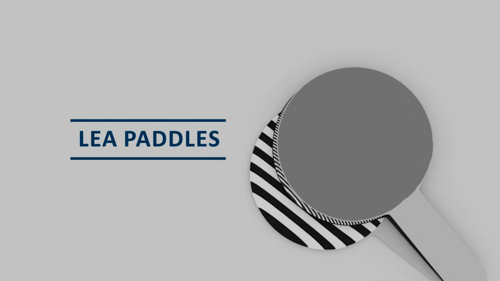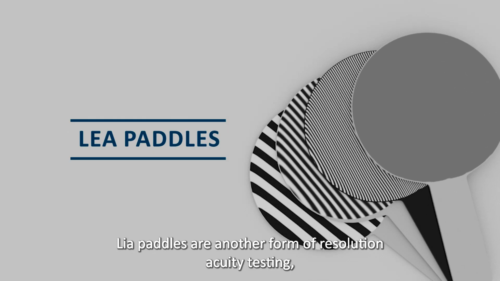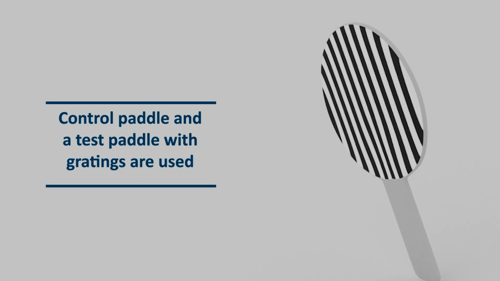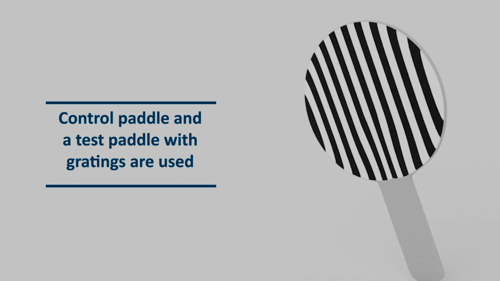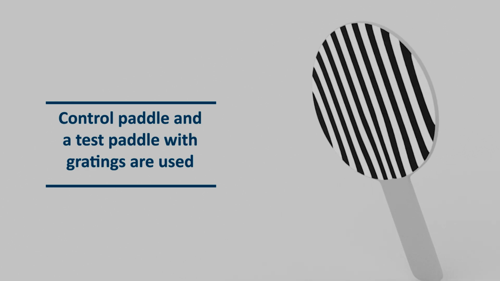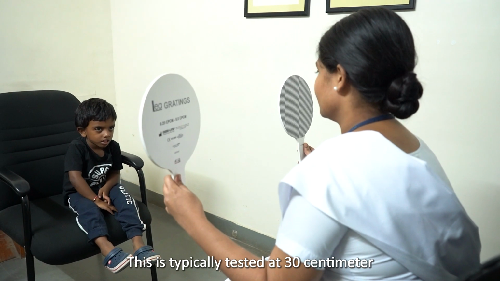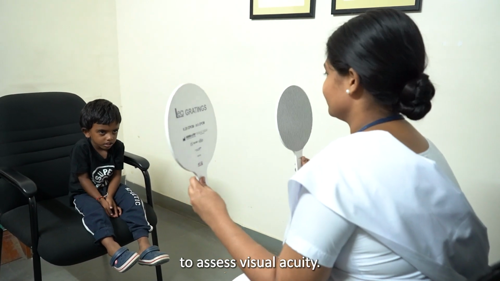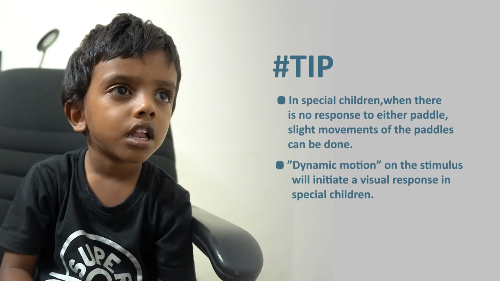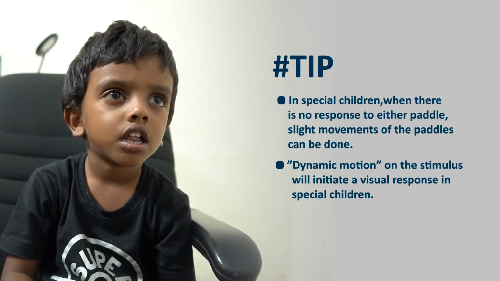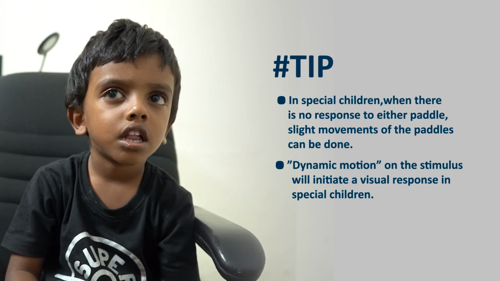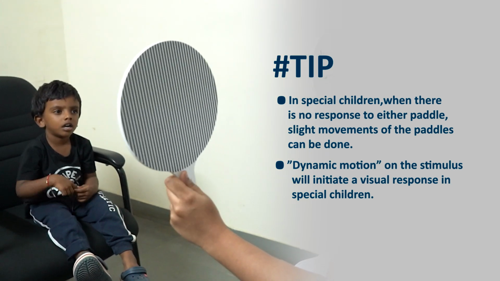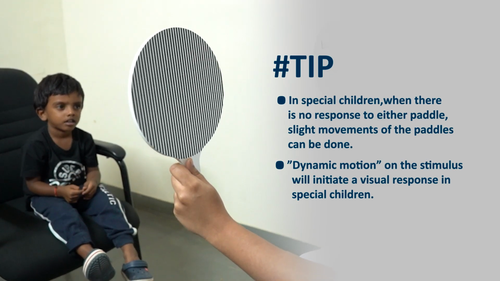LEA paddles. LEA paddles are another form of resolution acuity testing which will measure acuity as cycles per minute. They contain a control paddle and a test paddle with gratings. This is typically tested at 30 cm and can be oriented laterally and vertically to assess visual acuity. In special children, when there is no response to either paddle, slight movement of the paddles may initiate a response. Dynamic motion on the stimulus will initiate a visual response in special children.